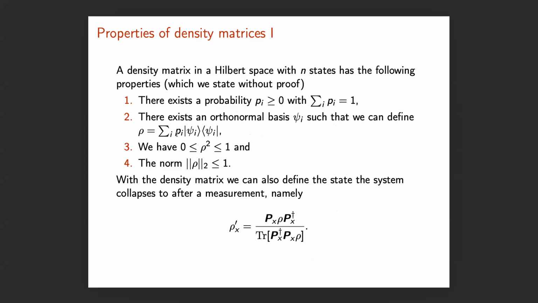Now from that, you can actually show that this density matrix is larger than or equal to 0, and that the density matrix squared is less than or equal to 1. And the 2-norm is always less than or equal to 1. You can also define the state that the system collapses to after measurement. Namely, you can define this quantity here, which would be the density matrix after a measurement.